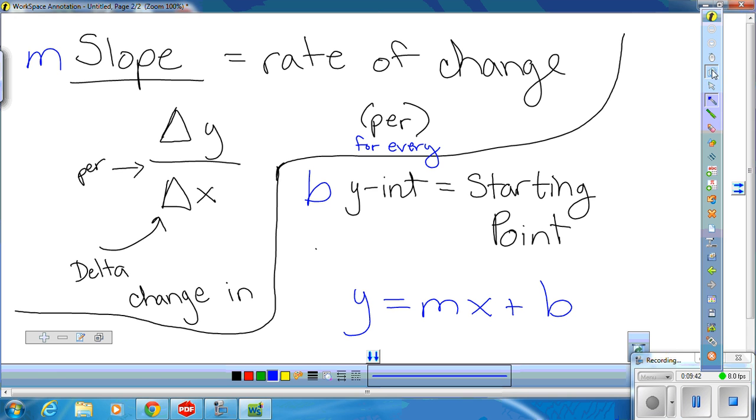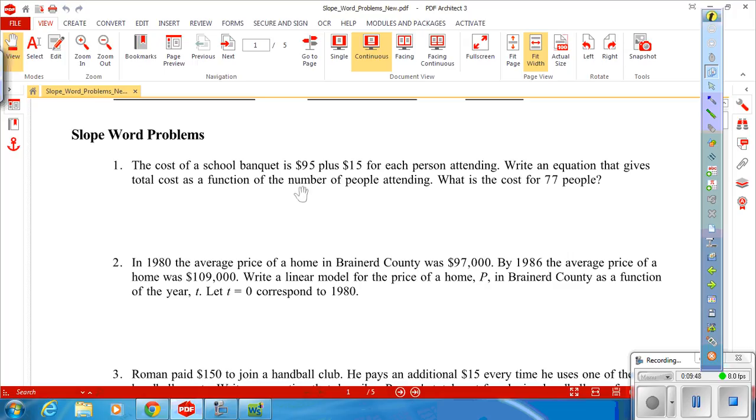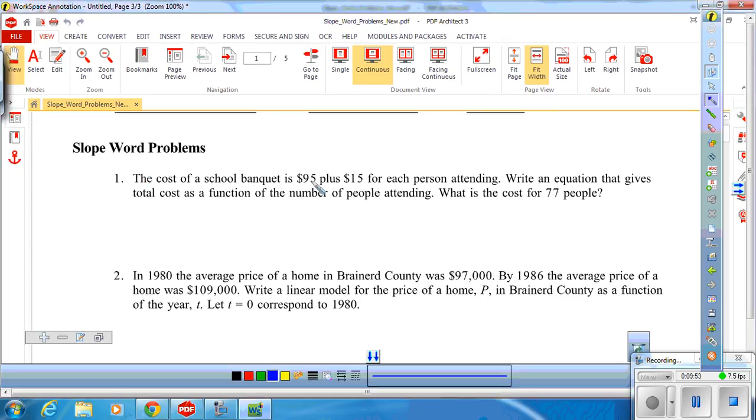So what does that look like in some word problems? Let's take a look at a couple of examples. I've got this particular word problem. It says the cost of a school banquet is $95 plus $15 for each person attending. Write an equation that gives the total cost, okay? So the total cost as a function of the number of people attending. When I look at this, the first thing that stands out to me is $15 for each person. So I'm making $15 per person.